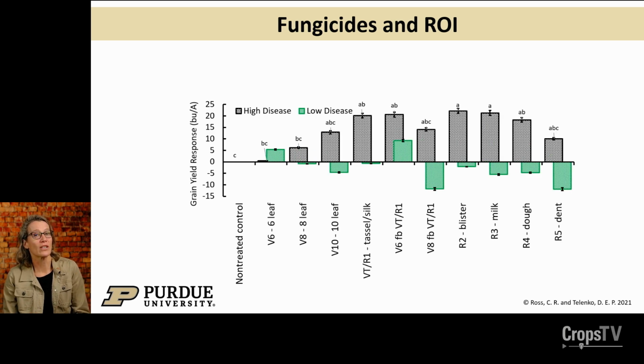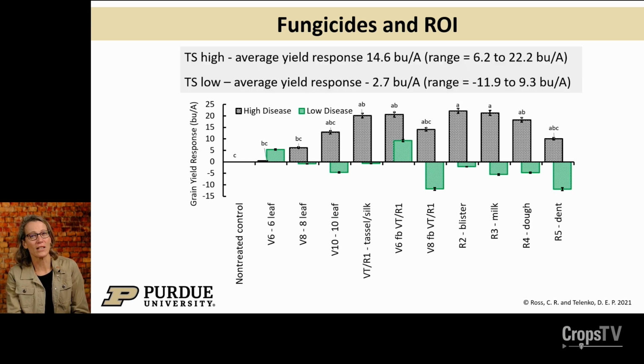And then when we look at the timing, once again, with that high disease, we generally see that positive yield response. With that low disease, we're getting these negative yield responses coming in. And so average yield response in that high environment is about 14.5 bushels, whereas in that low environment, we're looking at a negative yield response there.